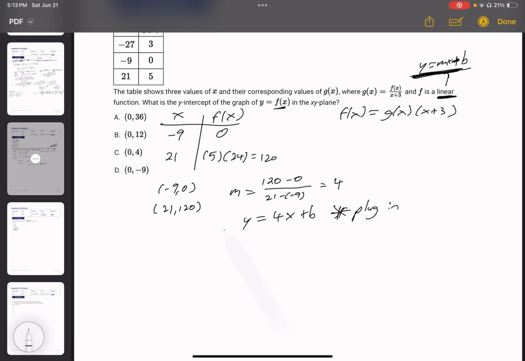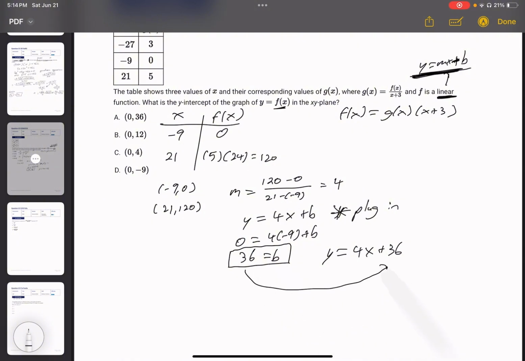So we have -9 and 0. That's a little easier to handle. So 0 equals 4 times -9 plus b. So this side's already set to 0, and then b is equal to 36. So this is our y-intercept value, because remember, this is going to be our final answer. Y is equal to 4x plus 36. That's our b value, right? And we know that this is the y-intercept. And the y-intercept is just 0, comma 36.